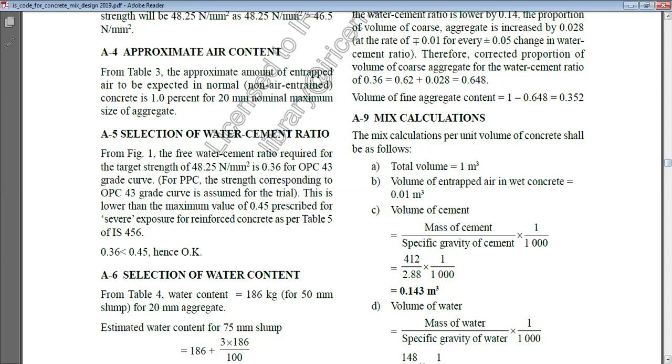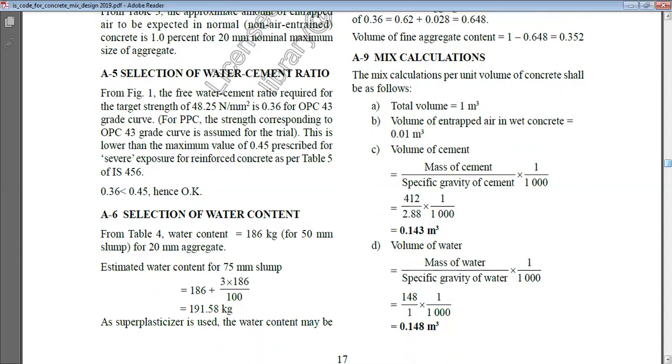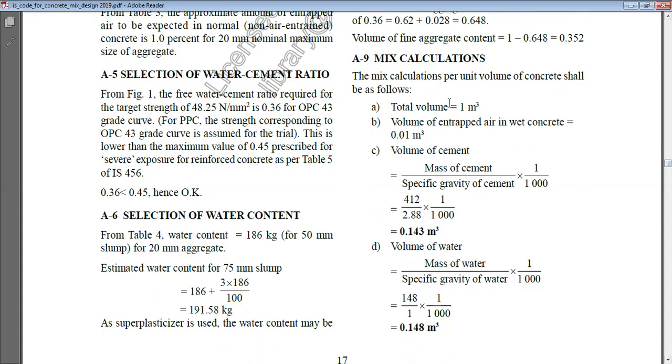Moving to the last but one step, that is the next calculations. Some of these we calculated in terms of kg and some in terms of volume. Now we calculate everything in terms of kg. Whatever the mix design, we are going for 1 cubic meter of concrete. Taking the volume of concrete as 1 cubic meter.